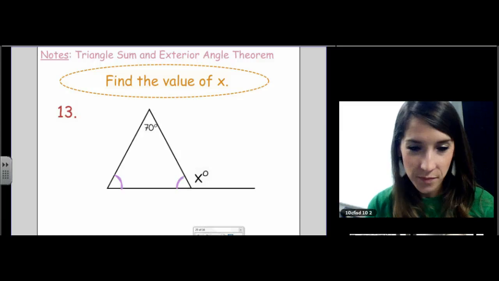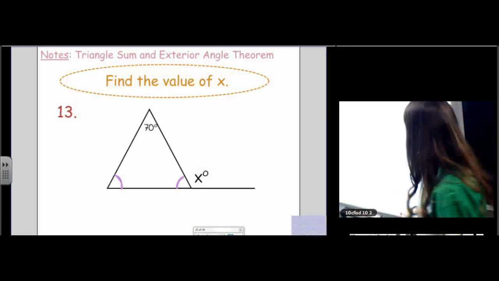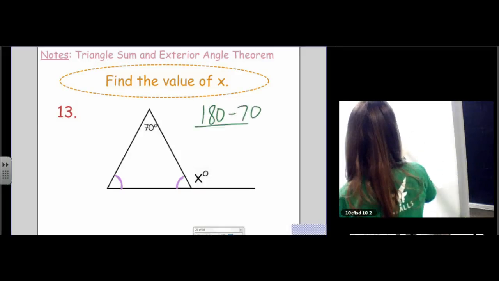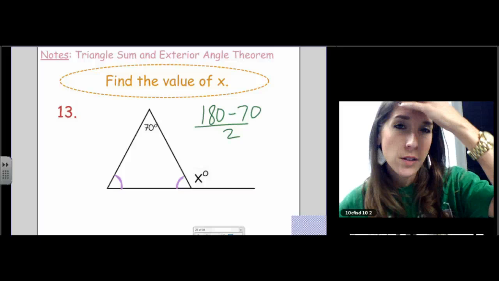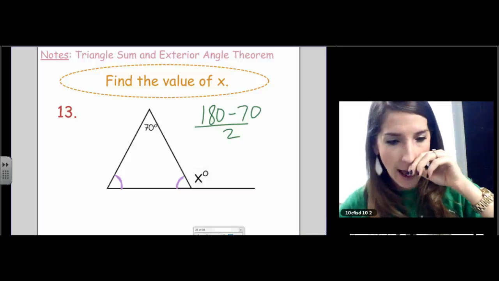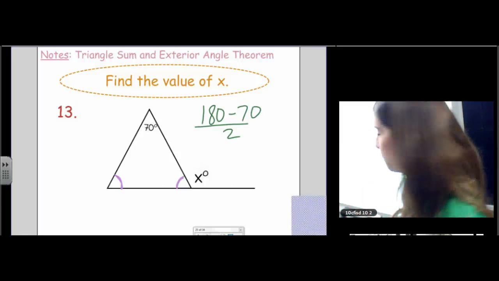Okay. So how are we going to do this one? 125. You want to start by doing 180 minus 70 divided by 2, right? Because those two angles are congruent, they're the same measure, so you can just take the degrees you've already used and whatever's left over and cut it in half. Yes? So 55, 55.